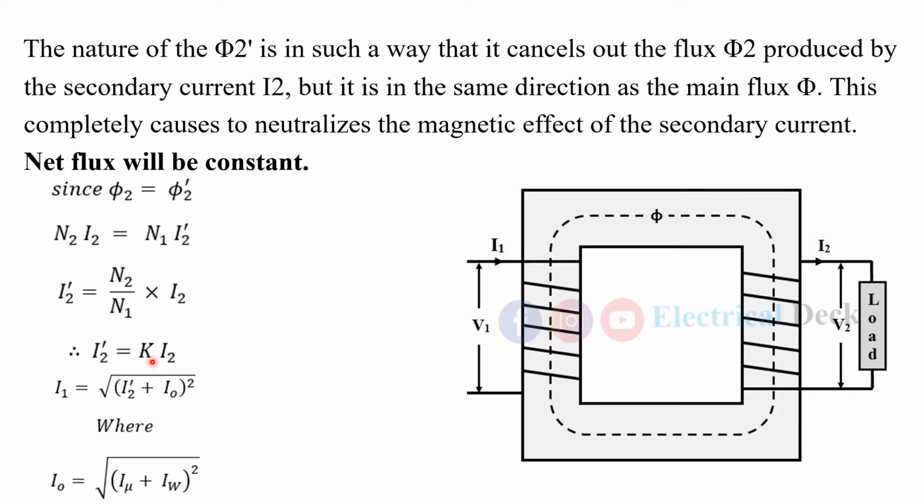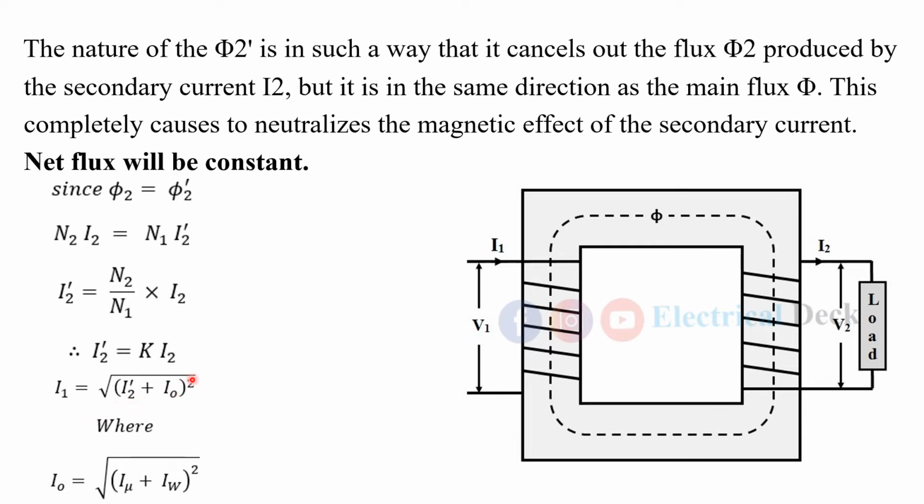Here K is nothing but the transformation ratio, and K is equal to V2 by V1 or E2 by E1, or N2 by N1, which is equal to I1 by I2. That is the transformation ratio. And we can say that the primary current I1 will be the vector sum of both the no load component, the no load current I0, and the load component of the primary, that is I2 dash.